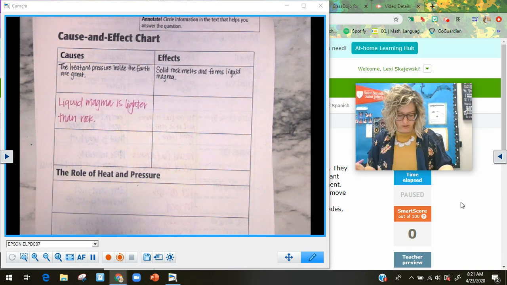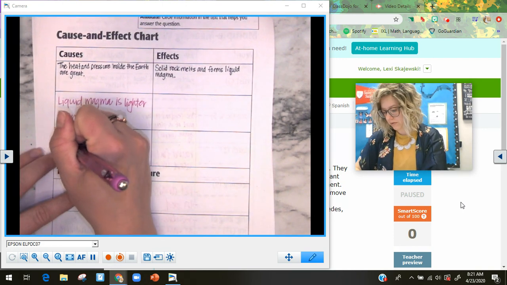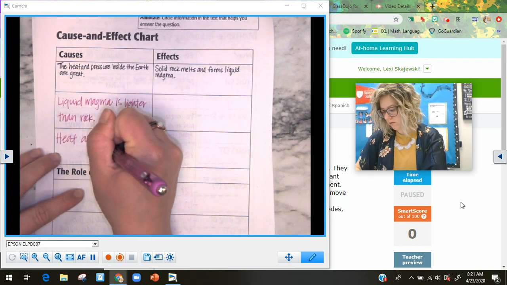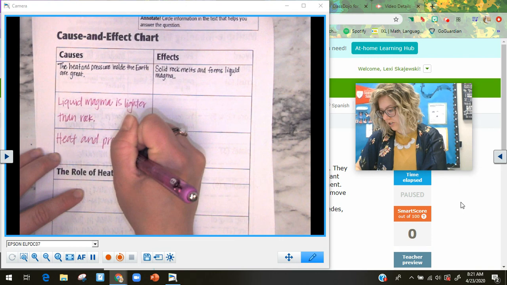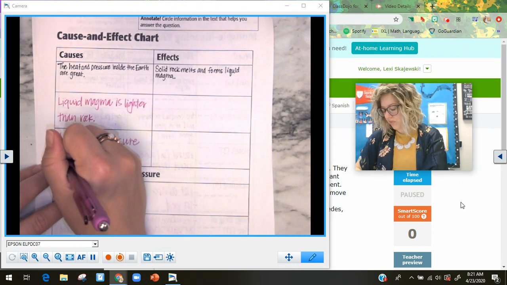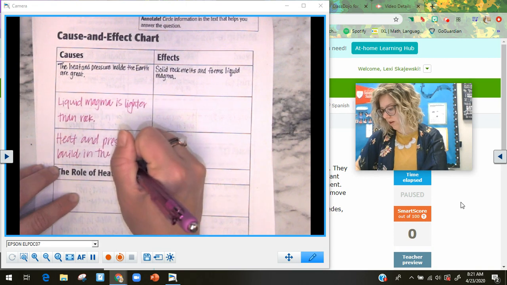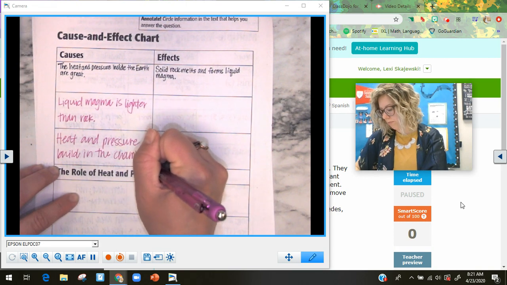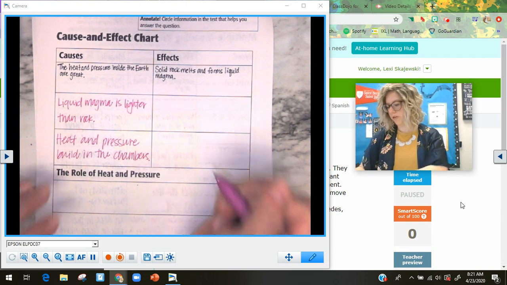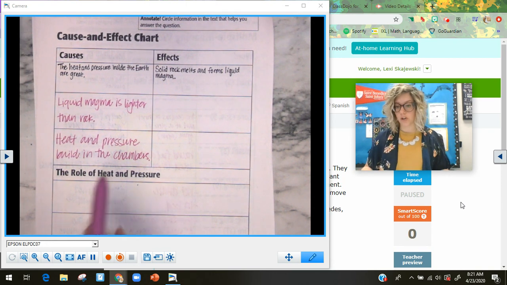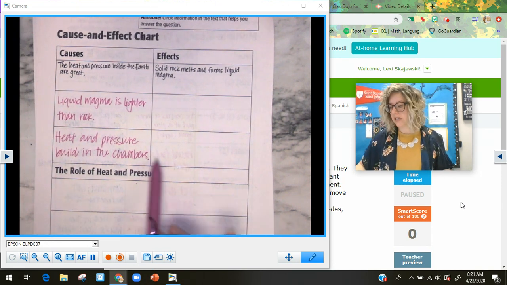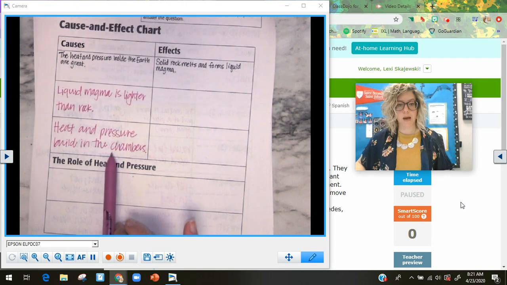The next cause you're going to look for is heat and pressure build in the chambers, period. Okay? So then you're going to go find this sentence, and you're going to tell me now, what is the effect of this happening?